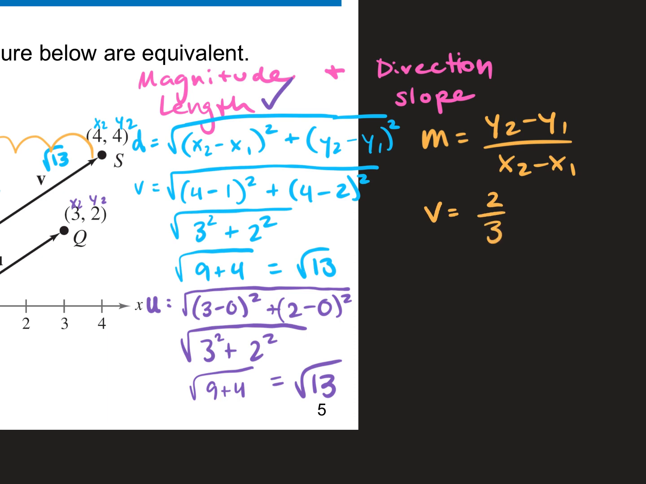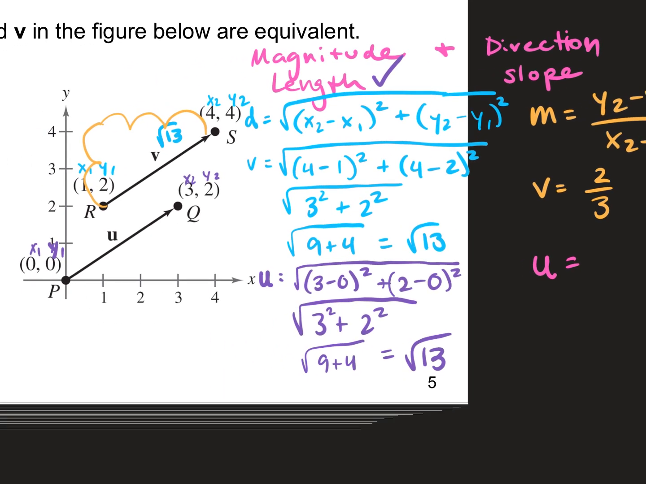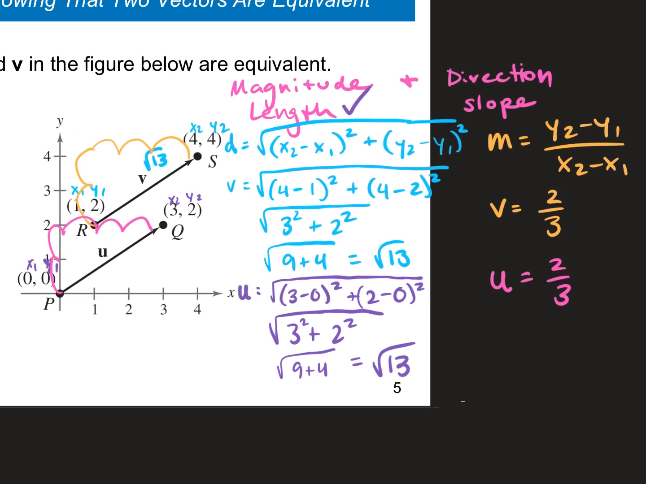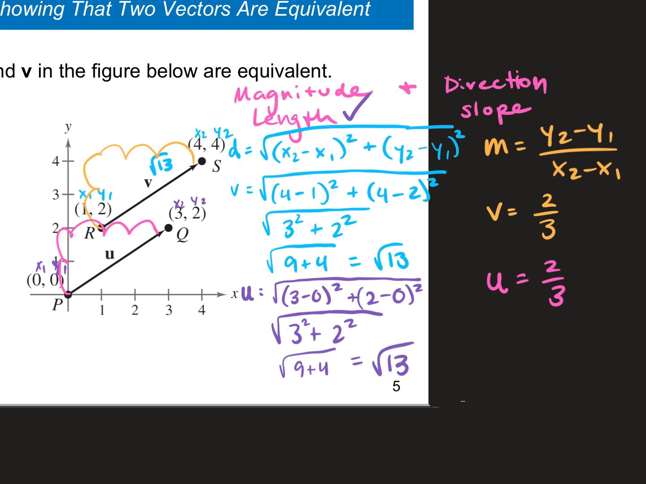And let's find the slope for vector u. I'm going up 2 and to the right 3. So 2 over 3. So are the two vectors equivalent? Yes, because they have the same magnitude and the same slope, the same direction. So yes, they are equivalent.